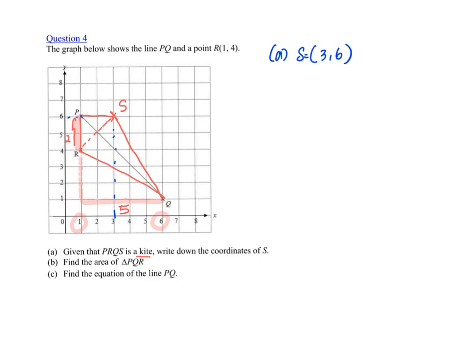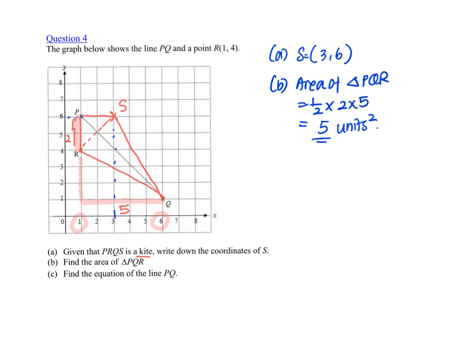So area of triangle PQR, part B, is half times base times height, which is 5 square units. Have you gotten the answer?